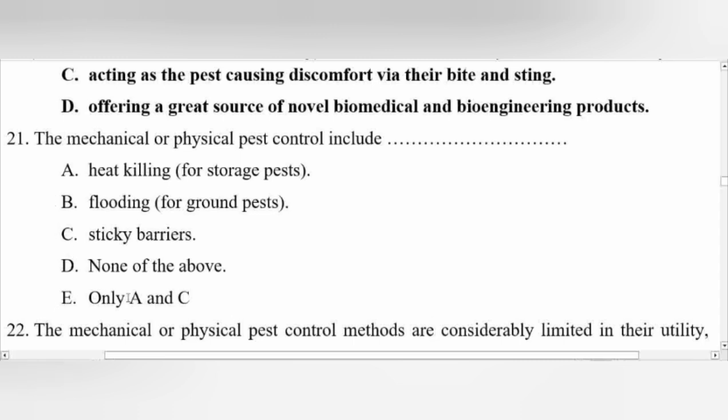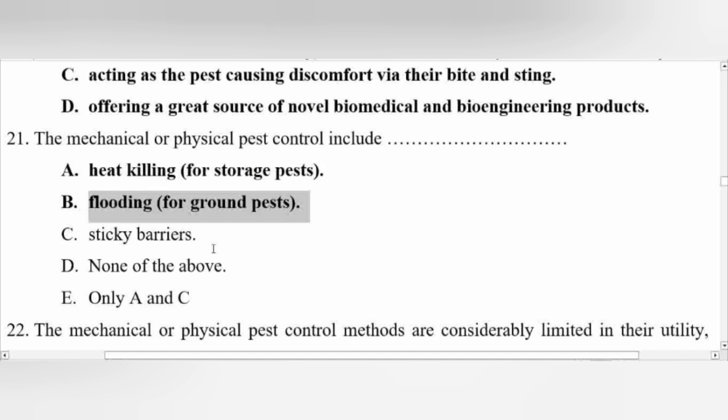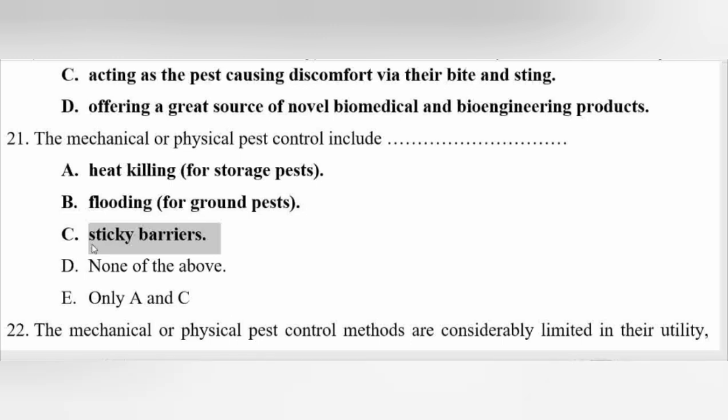So it means that E won't be our option, then none of the above won't be our option, because we know that heat killing is part of physical or mechanical control. Then flooding is also part, and then sticky barriers also constitute part of the mechanical or physical pest control strategy. And so for this one, our answers should be A, B, C.